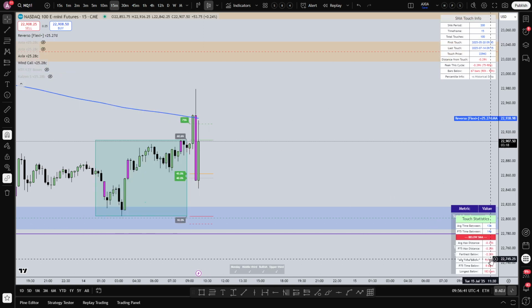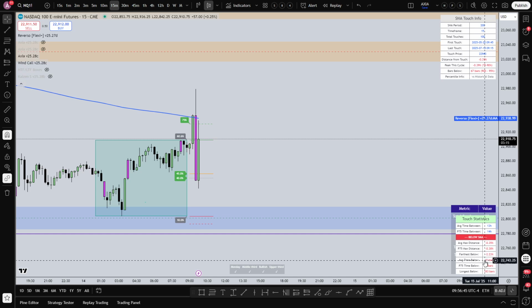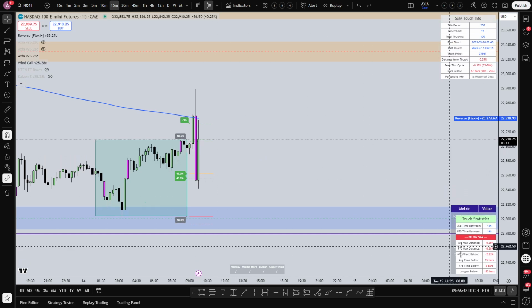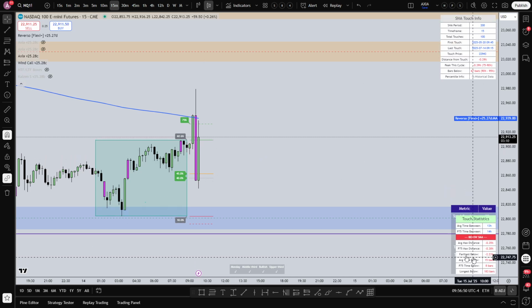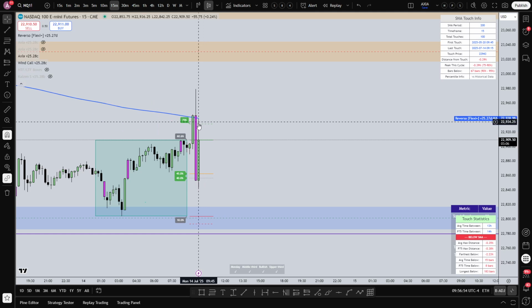This on the right side is your edge. It tells you what's the average time below it. 8 bars. No, 15 bars, my bad. So if it's 15 bars, that means I can have 15 M15 candles below this line once I close below.